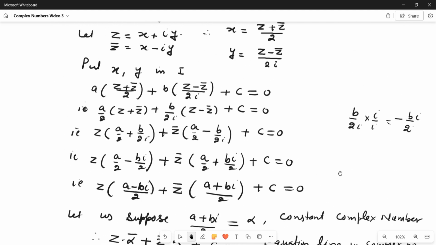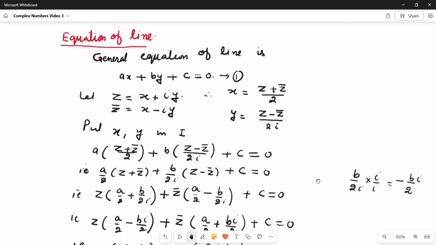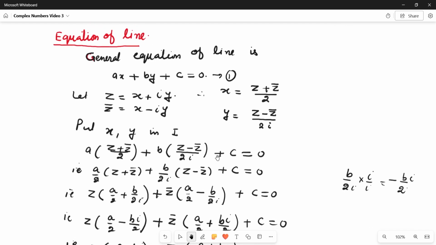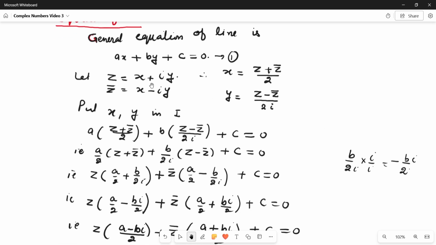So this result, we can understand the equation of line by deriving this equation from the general equation of the line, where a, b, c are real numbers, x, y is a general point on the line. So the general equation of the line, ax plus by plus c equal to 0.